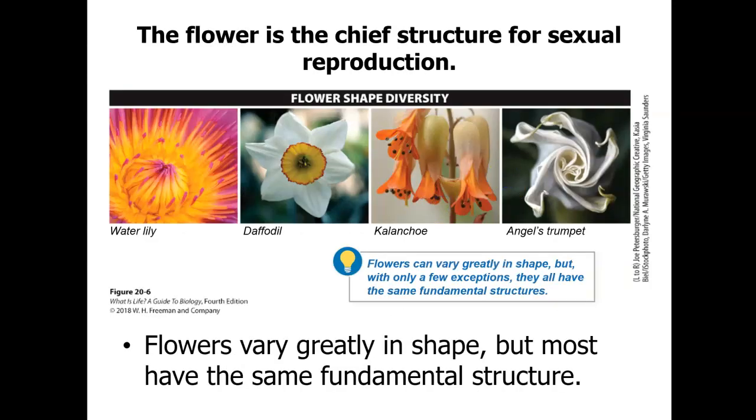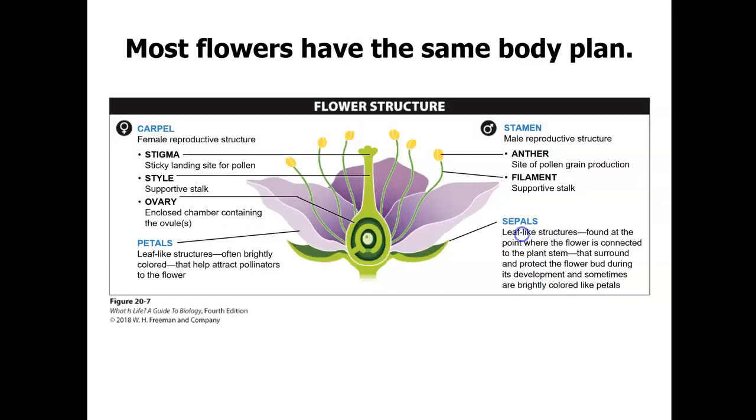With these flowering plants, you might notice that the chief structure for sexual reproduction is going to be that flower. Now these flowers come in all different shapes, sizes, colors, and even textures, but they're going to have some main parts that stay the same, so some main fundamental structures. Looking here, this is going to be the main structures that we find in most of the flowers that we see. So looking over to the left-hand side, you have the carpel. That's going to be the female reproductive structure.